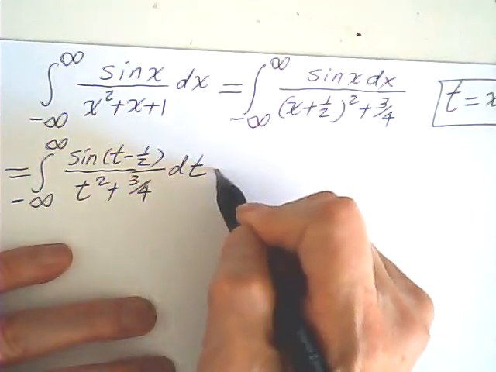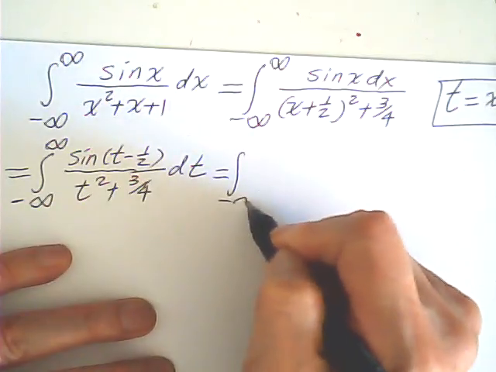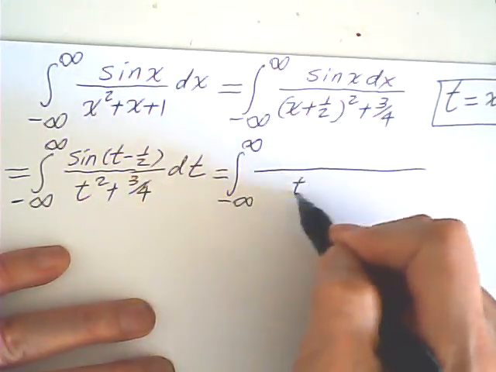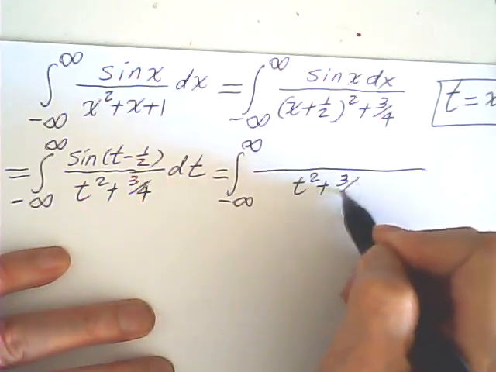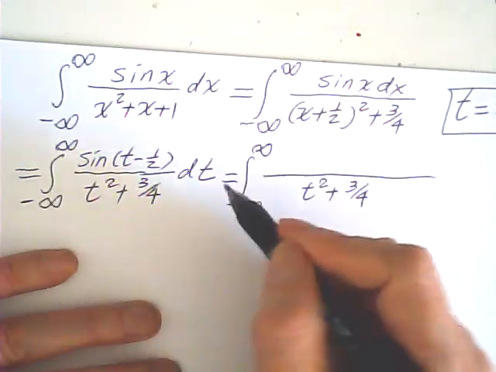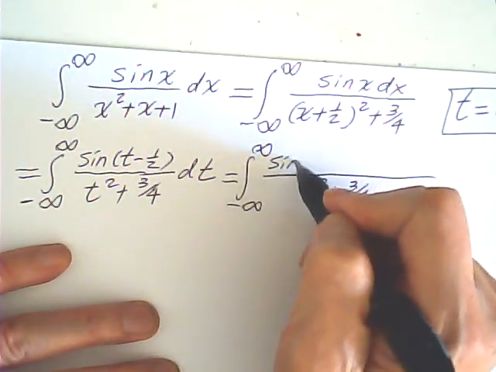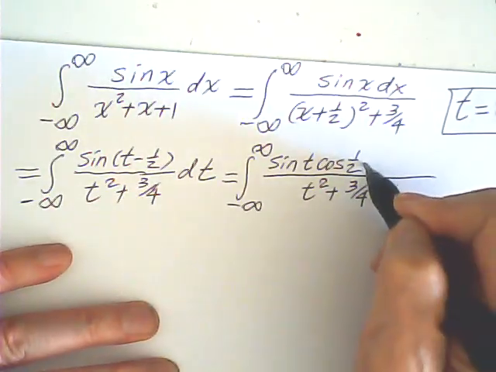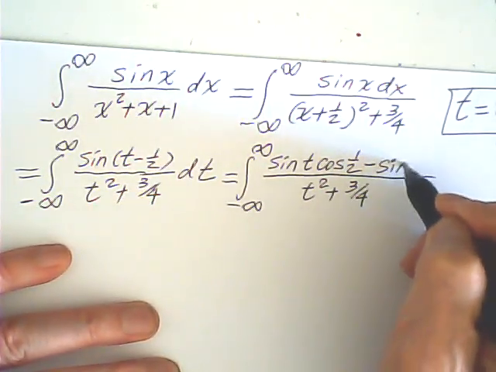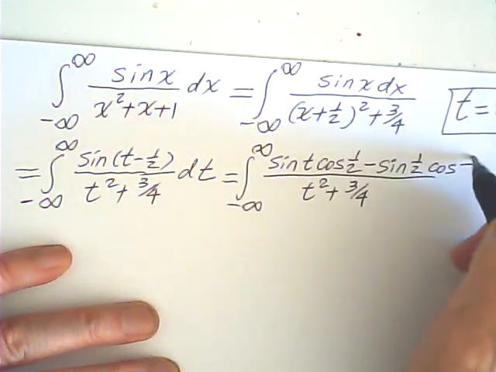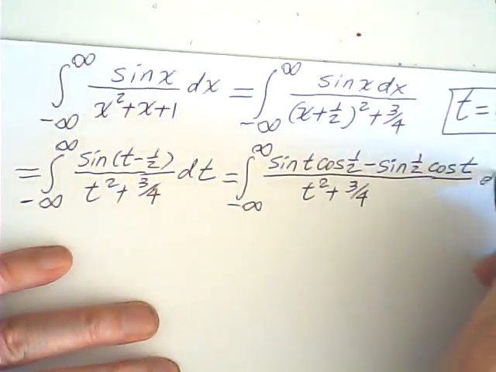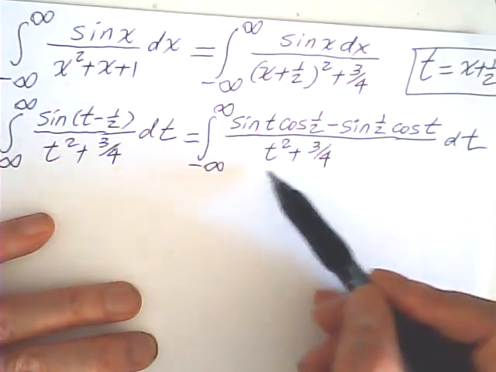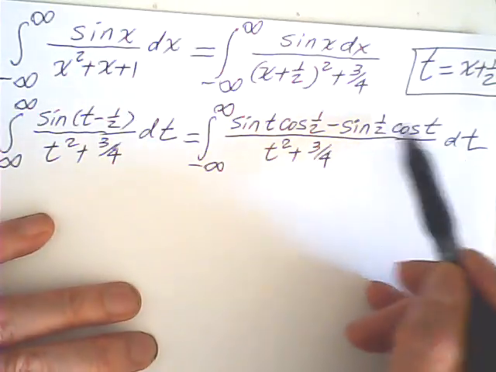So this one is equal to the integral of, over t squared plus 3/4, and the numerator will be sine t cosine half minus sine half cosine t, and the dt. Now here I have two integrals. This one minus the other.